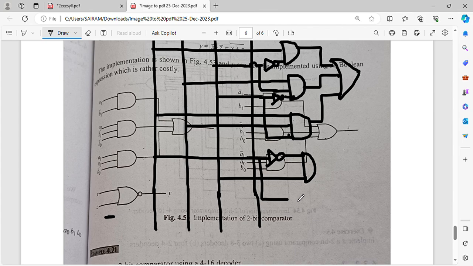So now I'll draw the diagram and tell you. So this is A0 bar, A1 bar, A0 bar, B0.